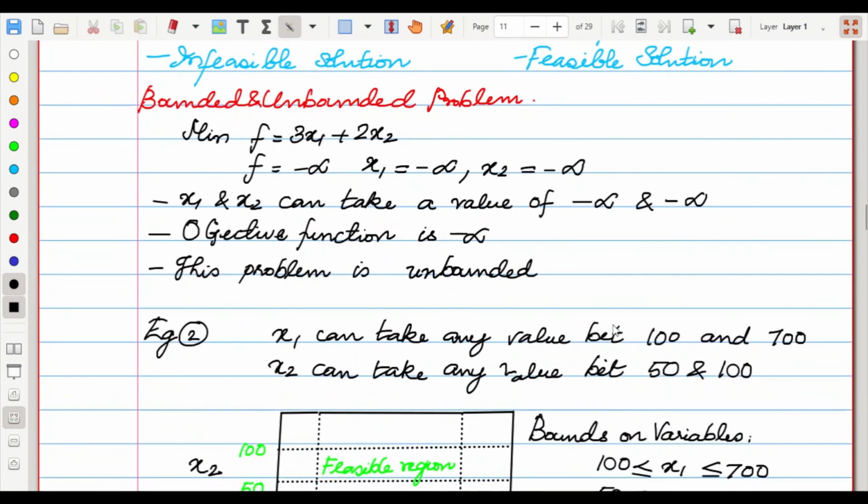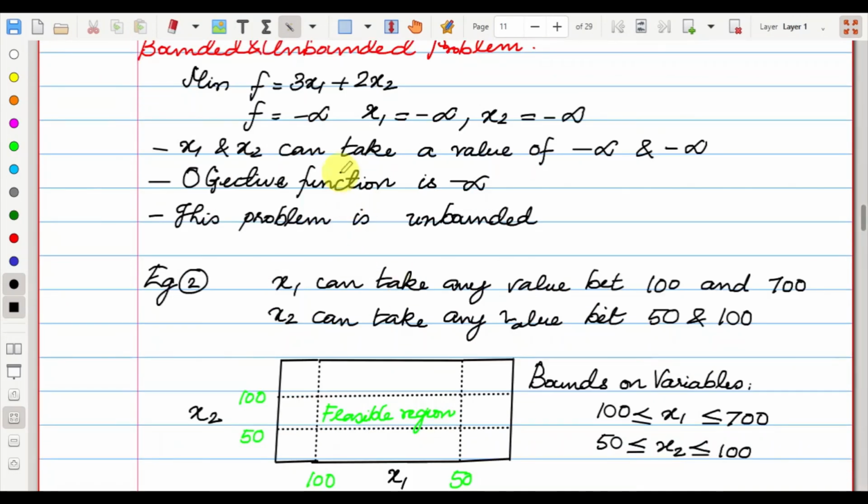Next is bounded and unbounded problems. We have an optimization problem: minimize f equal to 3x1 plus 2x2, with f equal to minus infinity, x1 equal to minus infinity, x2 equal to minus infinity. So x1 and x2 can take values down to minus infinity, and the objective function is also minus infinity. So this problem is unbounded.